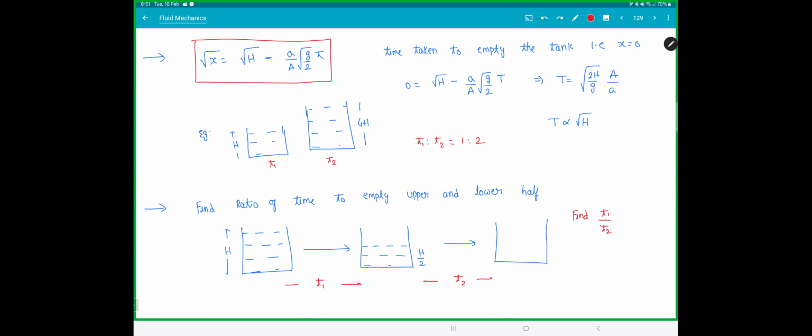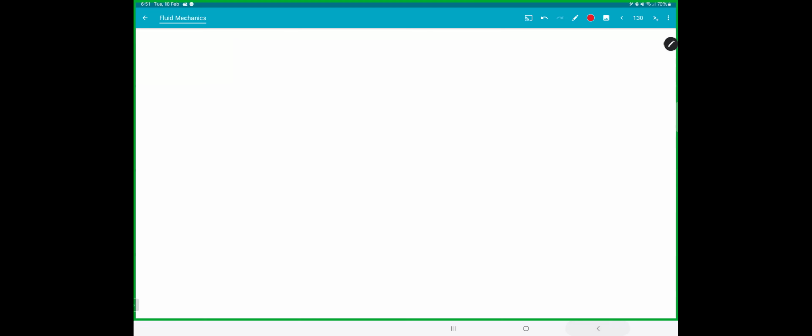Right, Ishana. I think you just need to reverse calculate. So how do we get this thing? See. So for the first half, root h by 2 is equal to root h minus a by a root g by 2 t1. 0 is equal to root h minus a by a root g by 2 t. This is t, to empty the tank. So can I say T2 is nothing but the time taken to empty the tank minus T1?